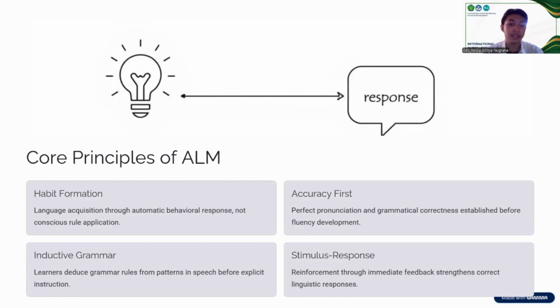The third one is inductive grammar, where rules are not explained at the start. Learners detect patterns through repeated exposure and manipulation. Grammar becomes visible through usage rather than theory, which prevents overthinking and forces direct pattern acquisition rather than analytical processing.